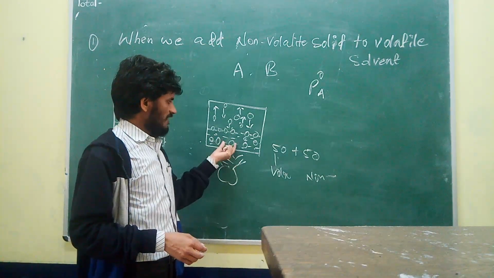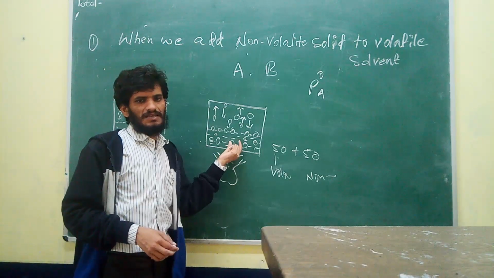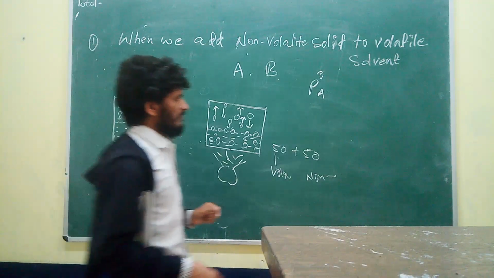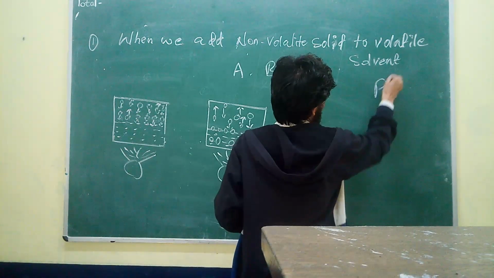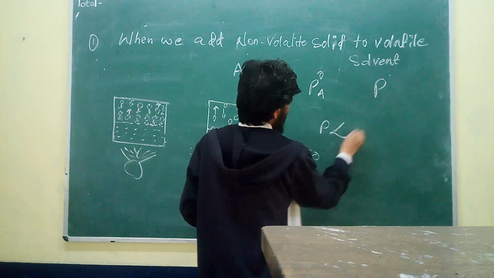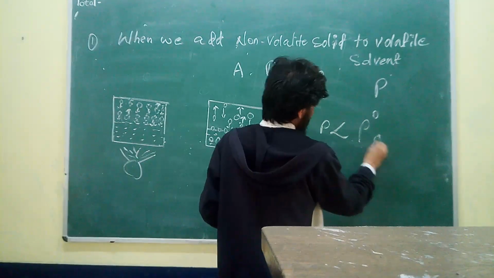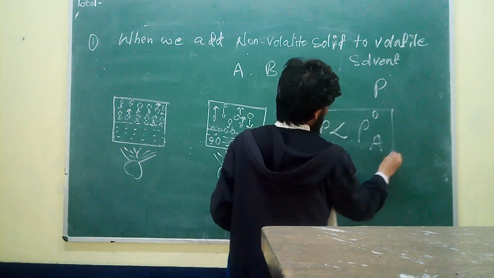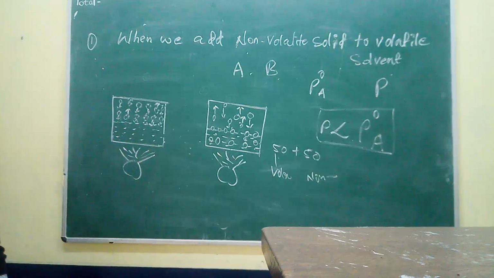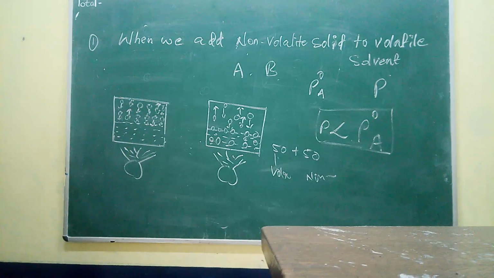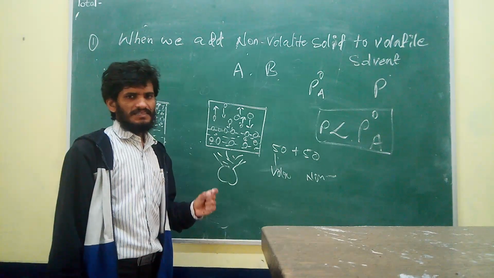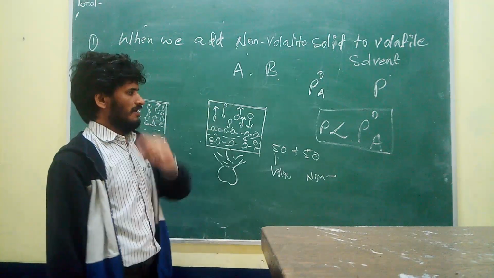That means this is the solution. If we consider this as a solution, and the vapor pressure of the solution is P, then P is less than P naught A. Understand? P is less than P naught A. Now, according to Raoult's law, what is the vapor pressure of the solution?